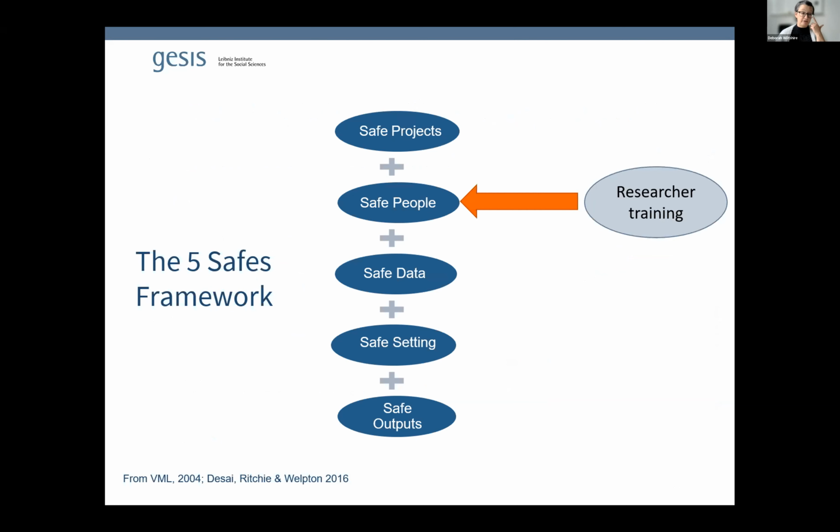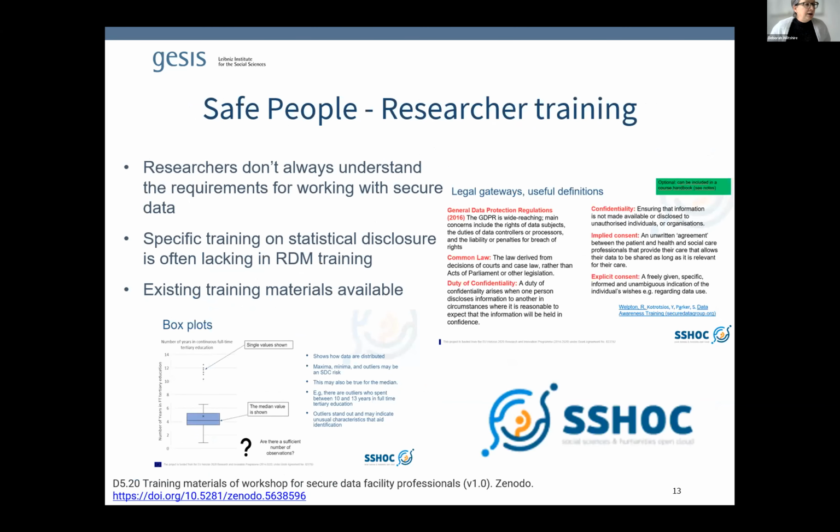The second one is to look at safe people. And primarily, we deal with this through researcher training. Now, we know that even very experienced researchers don't always understand fully the requirements for working with secure data. We know that because we simply don't get taught it. And if we have even very good research data management training, quite often it doesn't cover specific things like statistical disclosure, for example.